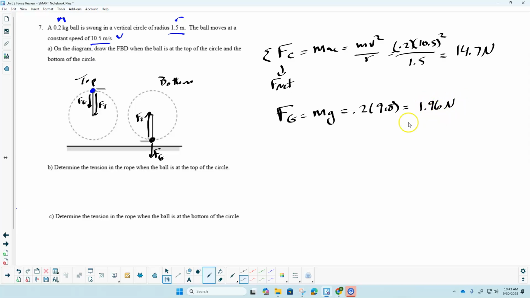So I know those numbers. Those numbers are not changing because it's a constant velocity, a constant distance, and the constant mass. So these two numbers are both constants. The thing that's going to change is the tension. So it's really just developing a force equation for each of these two parts.